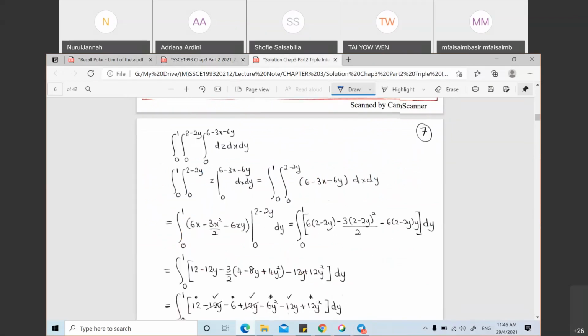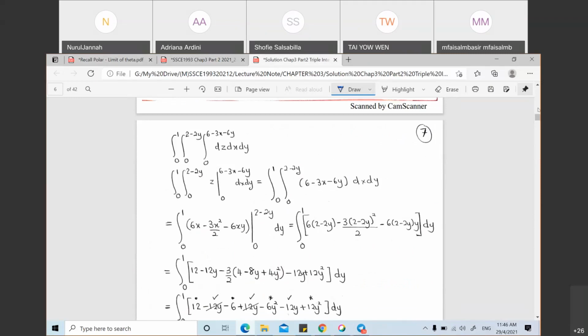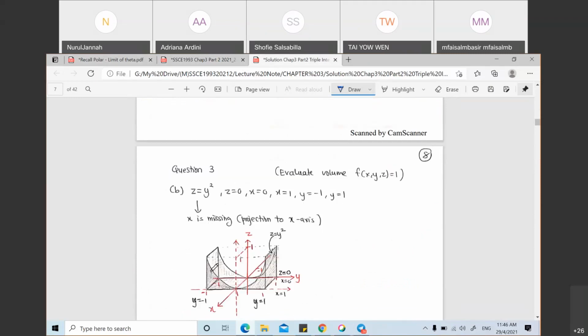The first one should be easy. The second one, you have to sketch. Y equals z squared. Z equals y squared, which maybe you have to write like this. And then you just move like this, and then y is negative 1 to 1.